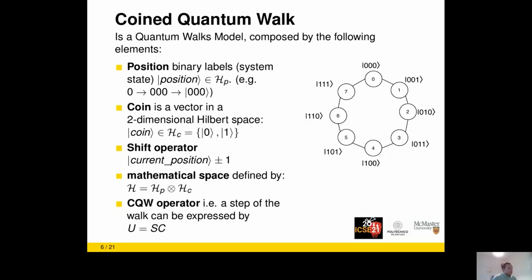The mathematical space is defined as the Kronecker product of the Hilbert space of the position and the Hilbert space of the coin. And finally, we can obtain this coin quantum walk as a single operator, U, composed by the shift operator and the coin operator.